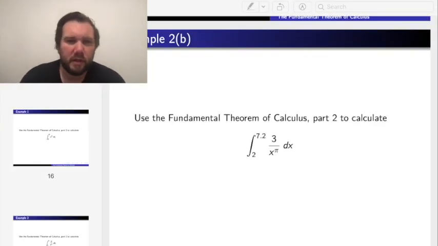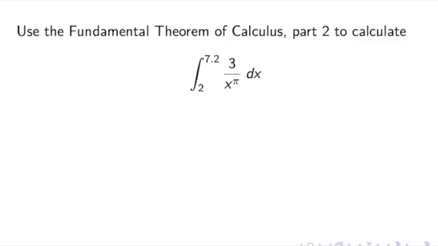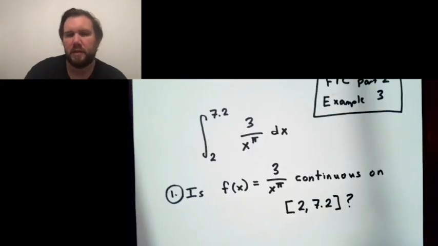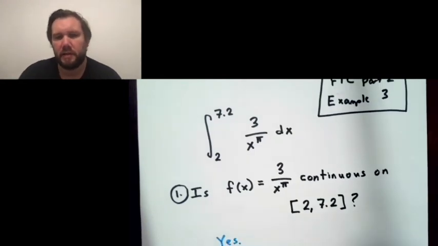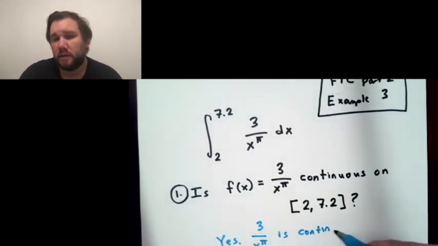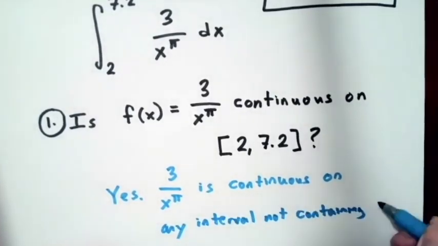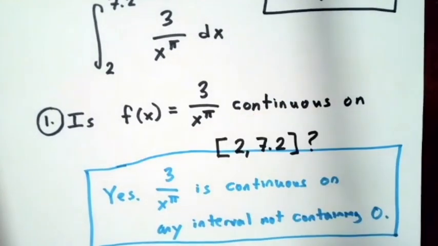So what if we changed the interval? What's the definite integral from 2 to 7.2 of 3 over x to the pi dx? Again, first we're going to ask if this function 3 over x to the pi is continuous on this interval. Here the answer is yes. This function 3 over x to the pi will be continuous on any interval that does not contain 0. This one, 2 to 7.2, does not.